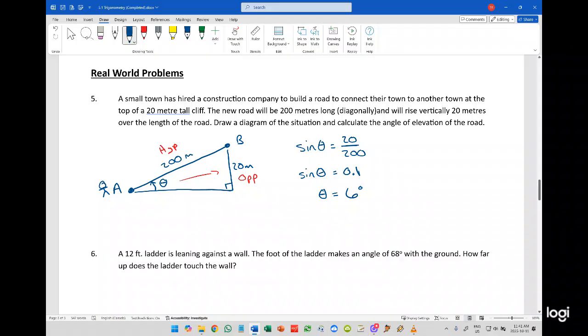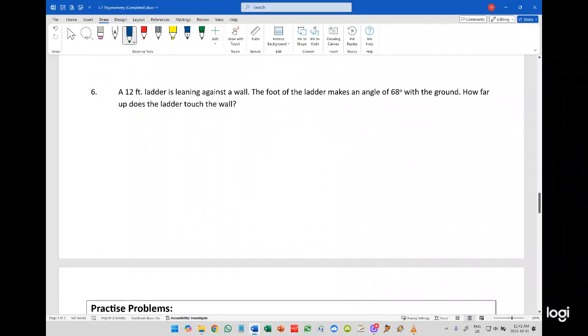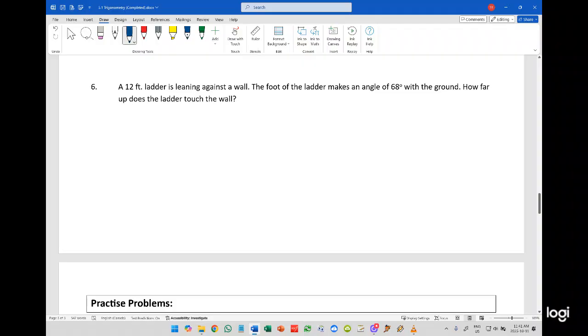All right, let's do, I think, just one more, then I'll let you do some practice problems. A 12-foot ladder is leaning against a wall. The foot of the ladder makes an angle of 68 degrees with the ground. How far up does the ladder touch the wall? So I'm going to just kind of draw this diagram here.